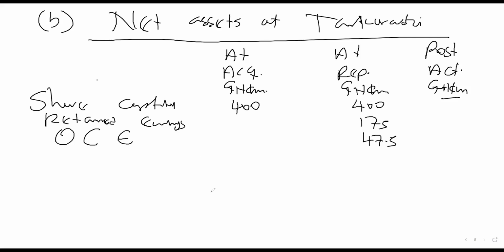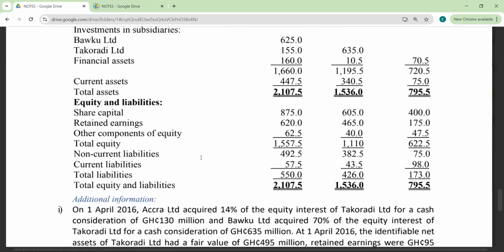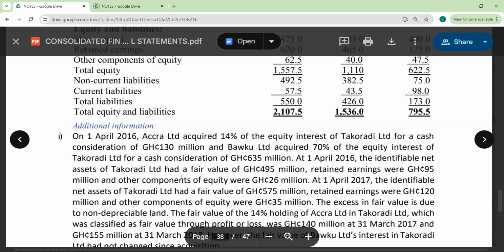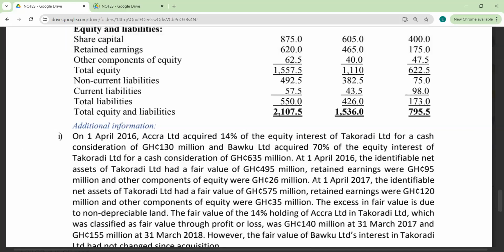Note 1. So you see, on 1st April 2016, Accra acquired 14% of interest of Daddy for cash consideration 130. Boko acquired 70% equity interest of Daddy for cash consideration of 635. At 1st April 2016, identifiable net asset of Daddy had a fair value of 495. We won't take that. Retained earnings 95 million. Other components of equity is 26. We won't take that.